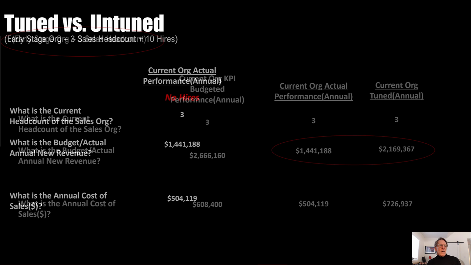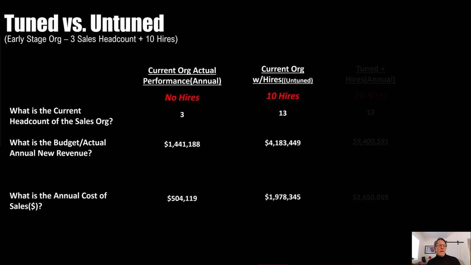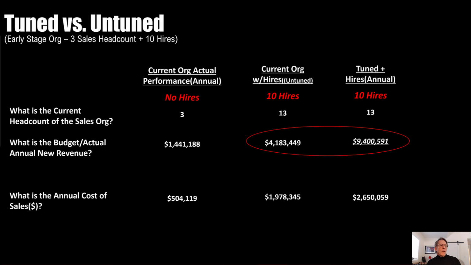Now, they just got an investment, and they had their 3 headcount in place, but they're going to hire 10 more. So with 13 people without optimization, they're going to see a revenue increase, obviously, up to 4.1 million. But if they were to optimize the organization of 3 and then hire, instead of 4.1 million, they'll achieve 9.4 million in annualized sales.